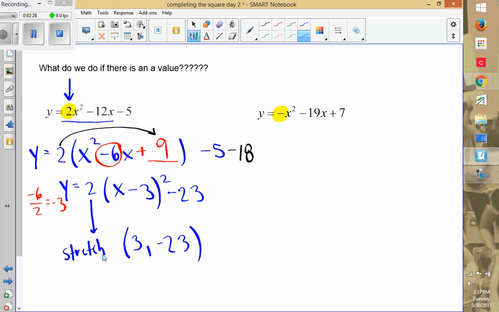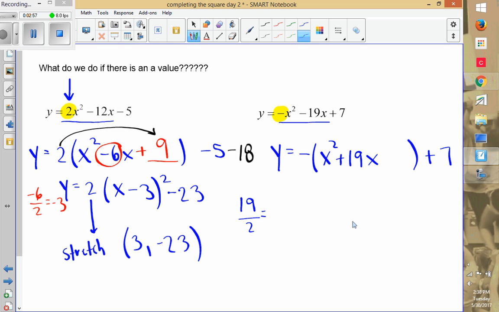Okay, moving on. What happens if we had a negative out front? Same thing as before, we're going to actually factor out from just the first 2 terms a negative, which means that we are going to make a square out of x squared plus 19x. This one's not going to be as nice because 19 is not evenly divided by 2. So we can't have a nice whole number in that sense.